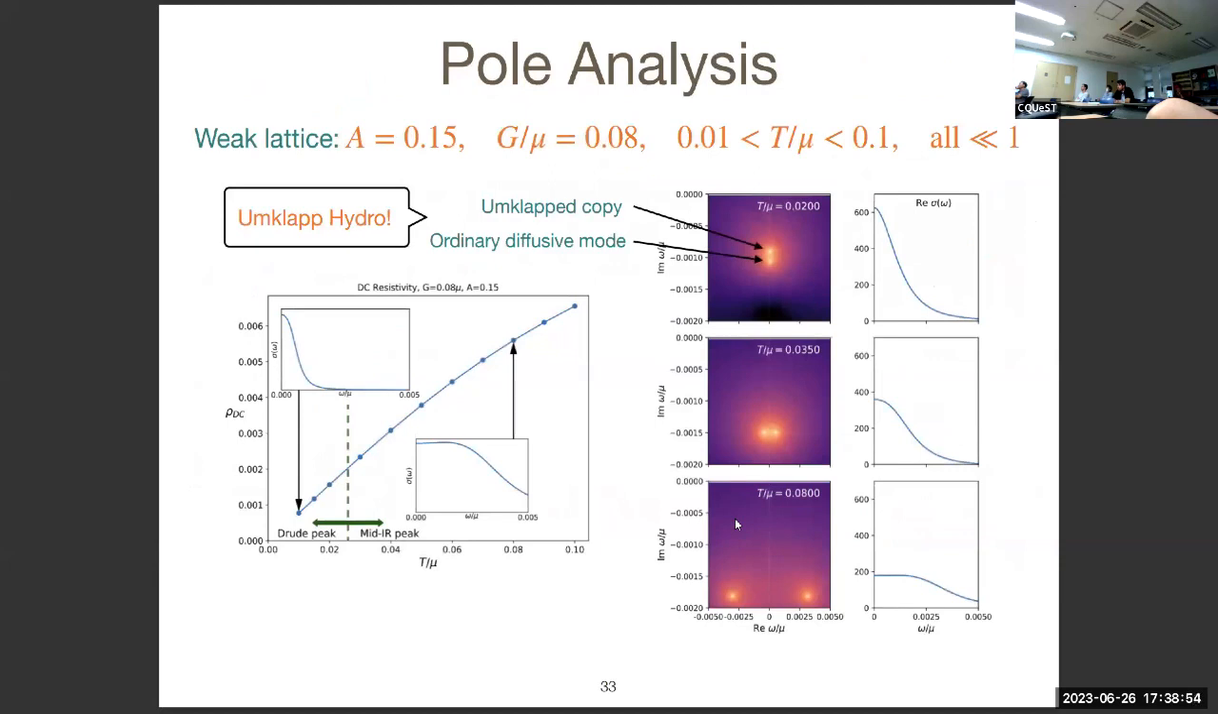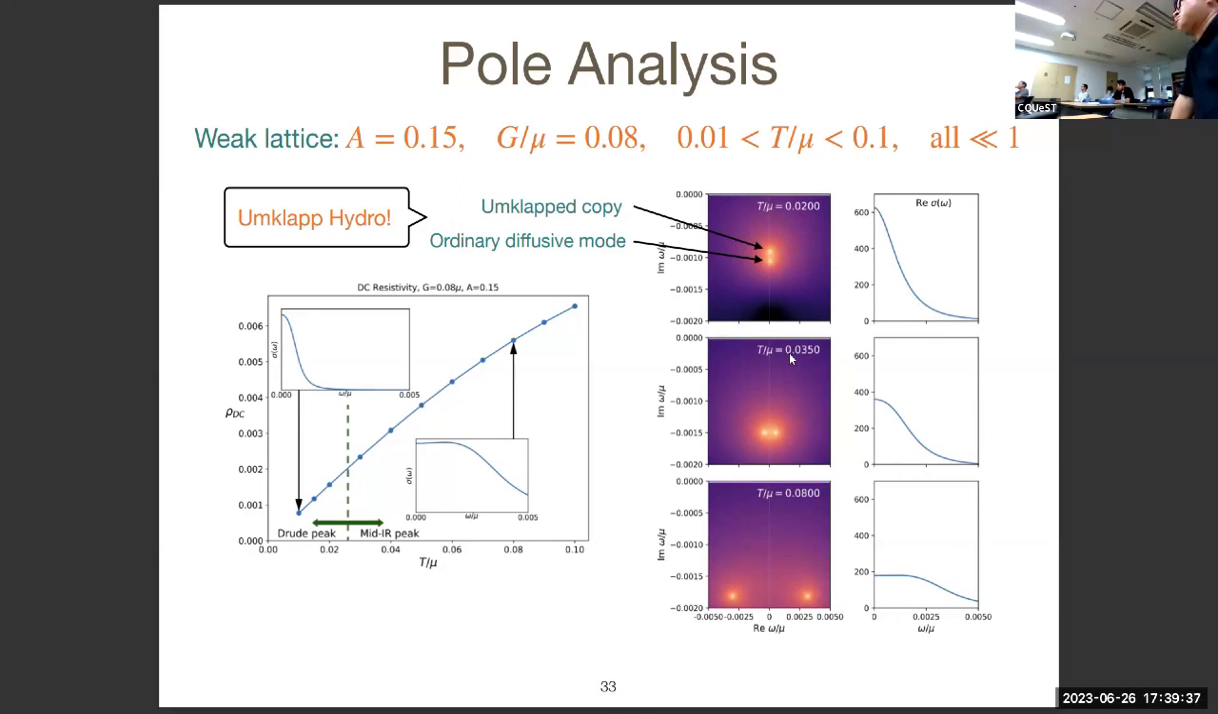I'll just flash this, but we also did an analysis of just the modes, the poles of the current two-point function. And we see exactly the pole structure. We have these two poles: the usual ordinary diffusive pole, which would always be there in any metal, and then an umklapp copy of that pole. This umklapp copy is important. The only reason it's there is because we put in the lattice. If it hadn't been there, then there wouldn't be an umklapp copy. And what we're saying is that that umklapp copy is the thing that really drives these different types of scattering phenomena, from something very Drude-like to something more mid-IR-like.